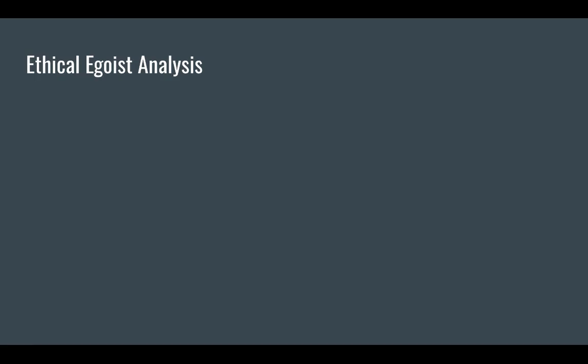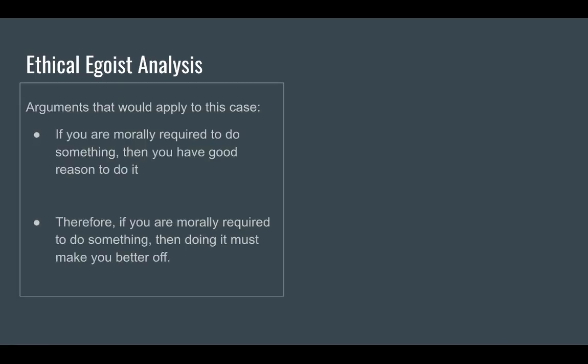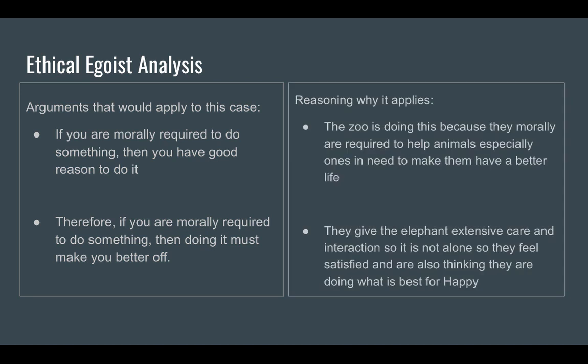The first slide is about ethical egoist analysis and what I think their arguments would be that would apply for this case. The first one is, if you're morally required to do something, then you have good reason to do it. A reason why this would apply is because the zoo, I believe, is keeping Happy the elephant in this enclosure because they morally are required to help animals, especially ones in need, to make them have a better life.